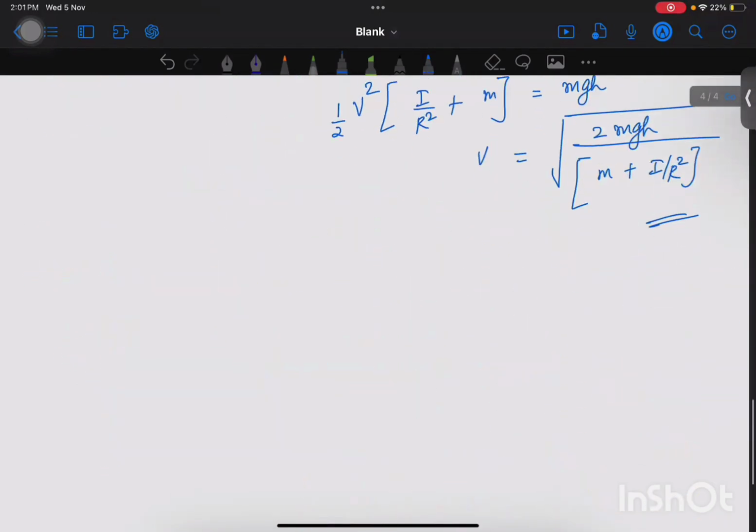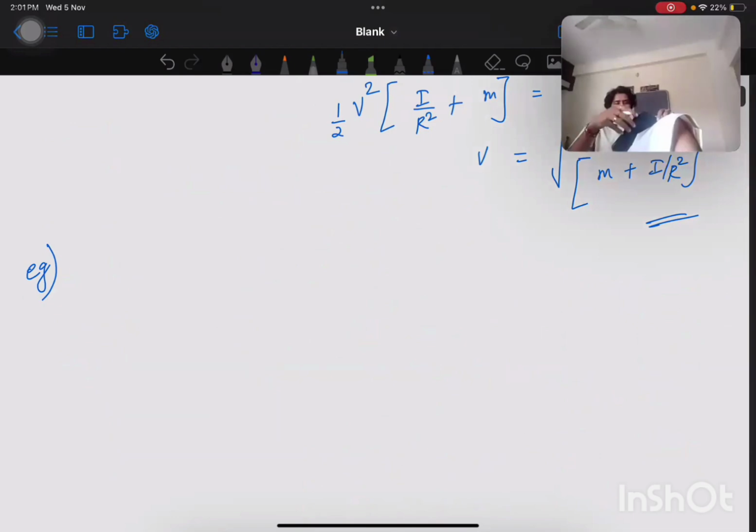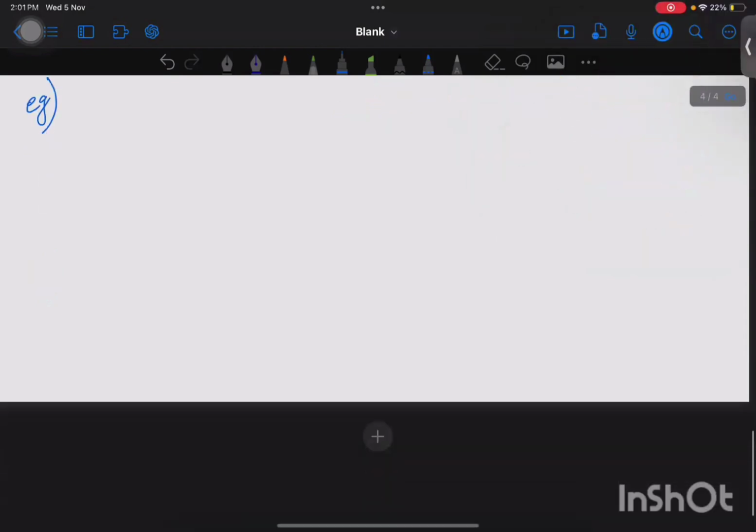All right. Now let's take up another example. Life is full of examples. Full of examples life is. This example we have taken. Let's take another. Okay. What do you want to take? Let's take a rod case, which is rotating.